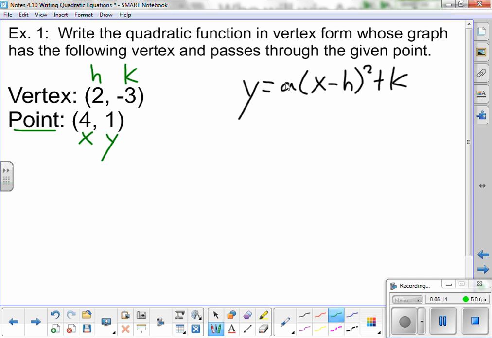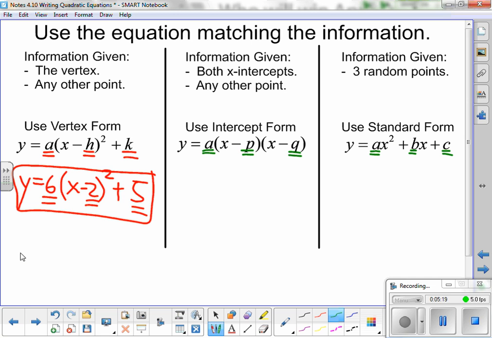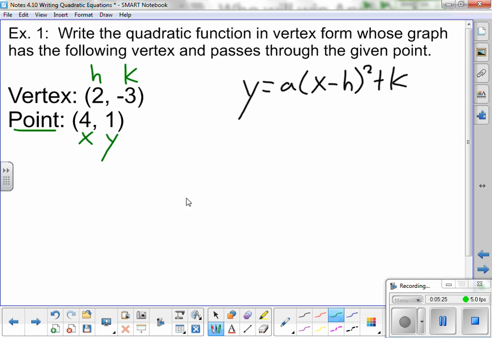So now we have the y, we have the x, we have the h, we have the k. Only thing we're missing now is the a, which is nice because if you look back here, we know the h and the k, we just need the a part. So we're just going to start filling in here. So your y value is a 1. Your a value you don't know because there's no a's over here. Your x value is a 4, and your h value is a 2. Your k value is a -3.